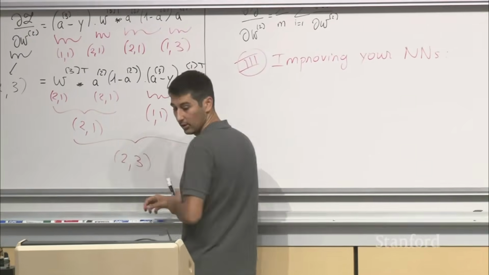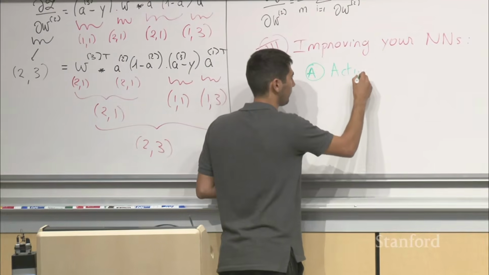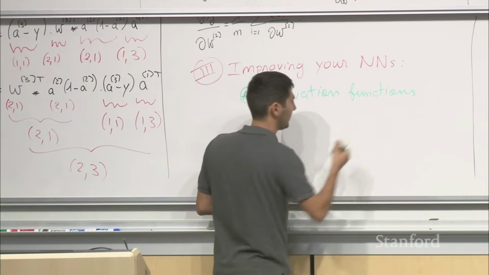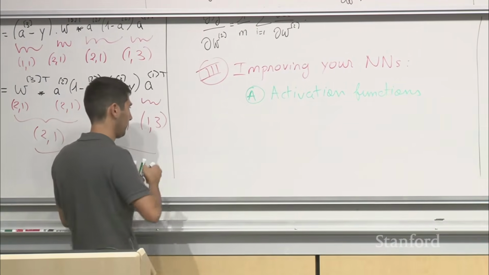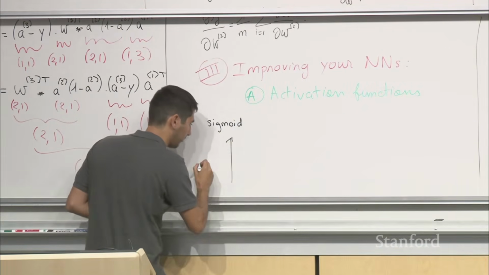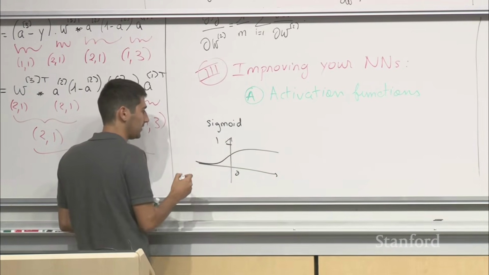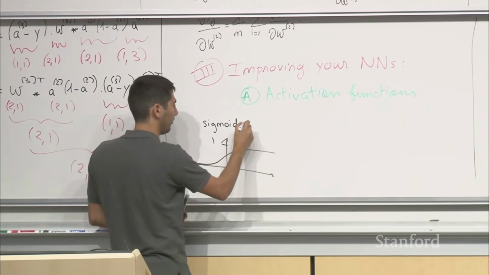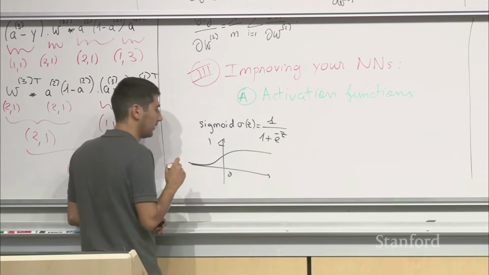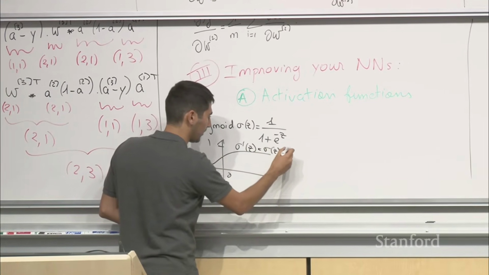The first trick is to use different activation functions. So together, we've seen one activation function, which was sigmoid. And we remember the graph of sigmoid is getting a number between minus infinity and plus infinity and casting it between 0 and 1. And we know that the formula is sigmoid of z equals 1 over 1 plus exponential minus z. We also know that the derivative of sigmoid is sigmoid of z times 1 minus sigmoid of z.